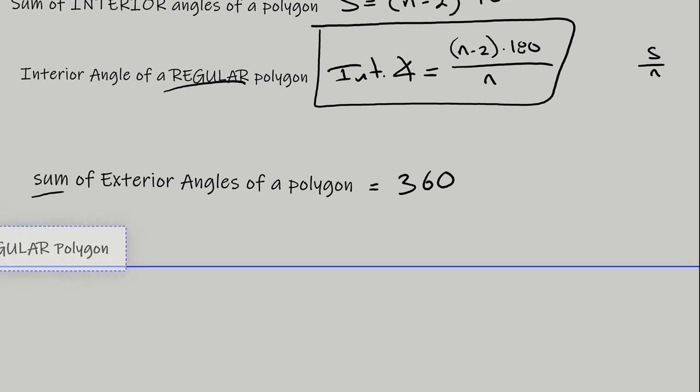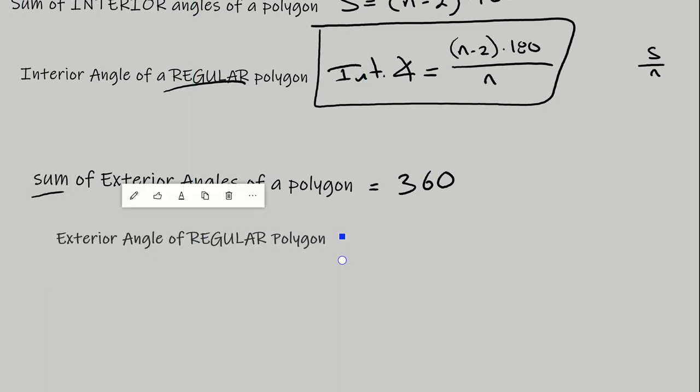So we can manipulate this fact that the sum of the exterior angles is 360, and we can find the measure of each exterior angle so long as the polygon is a regular polygon. To do that, our exterior angle is going to equal the total sum of the exterior angles, which is always 360, divided by the number of sides, and that gives us the measurement of each exterior angle.